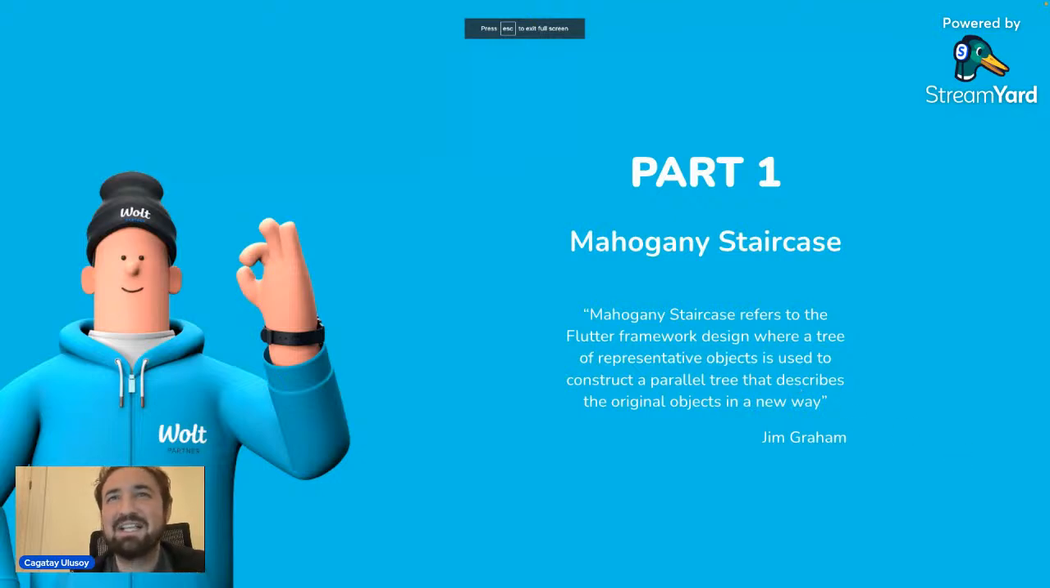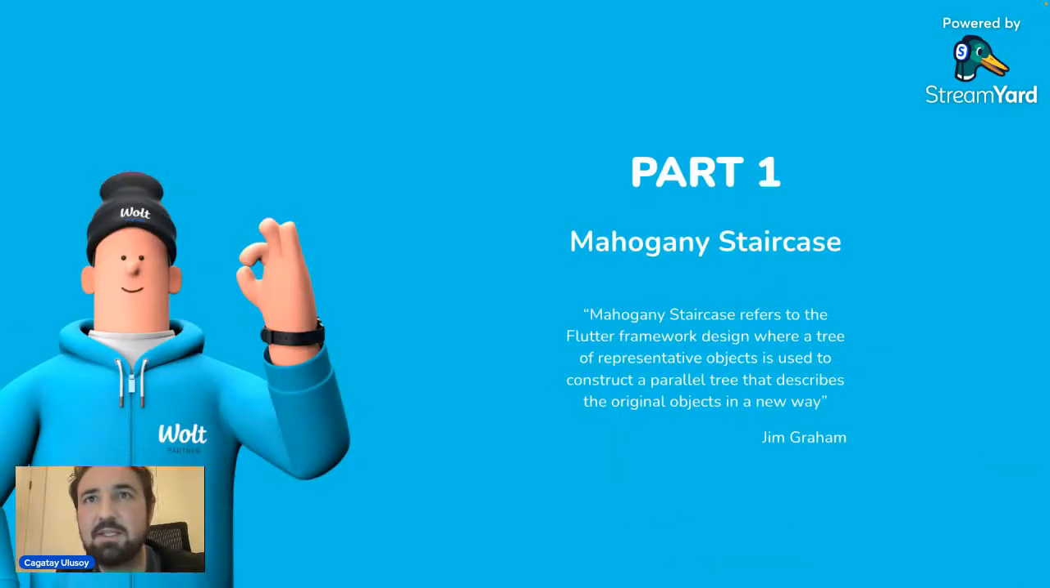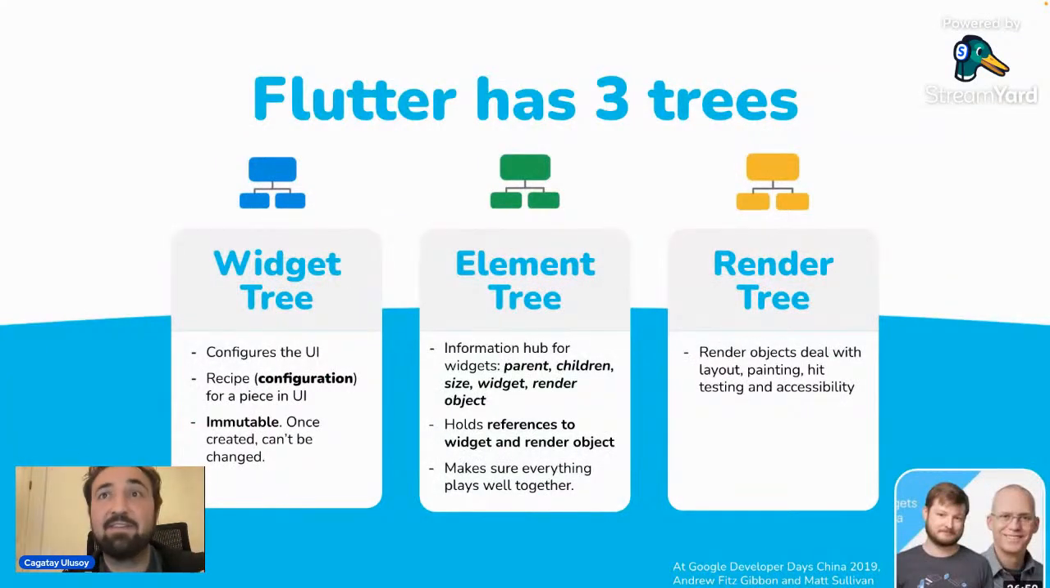Let's read it. Mahogany staircase refers to the Flutter framework design, where a tree of representative objects is used to construct a parallel tree that describes original objects in a new way. We will see here now what it means. We have a widget tree, it's one tree. And then, let's read it again. There will be another tree of representative objects, which is the element tree. And then there is another tree, the render tree. They all have their own responsibilities.